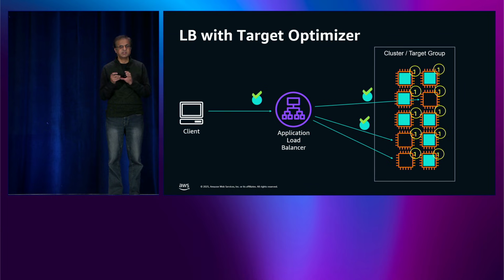There is an agent that runs on each target now. So the agent is actually monitoring how many tasks are running on the target, and it will communicate that back to the ALB. And based on that, ALB will send.